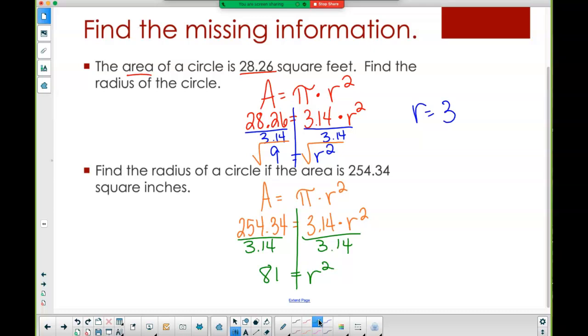Okay, now some of you can do this in your head. Some of you are like, oh yeah, I know what number times itself gives me 81. You know that 9 times 9 is 81, so r equals 9. If you can't do that in your head, then you need to find the square root of 81. So you use your calculator and do the square root of 81, and you get 9. Okay? Questions there? All right. So that's it for notes.